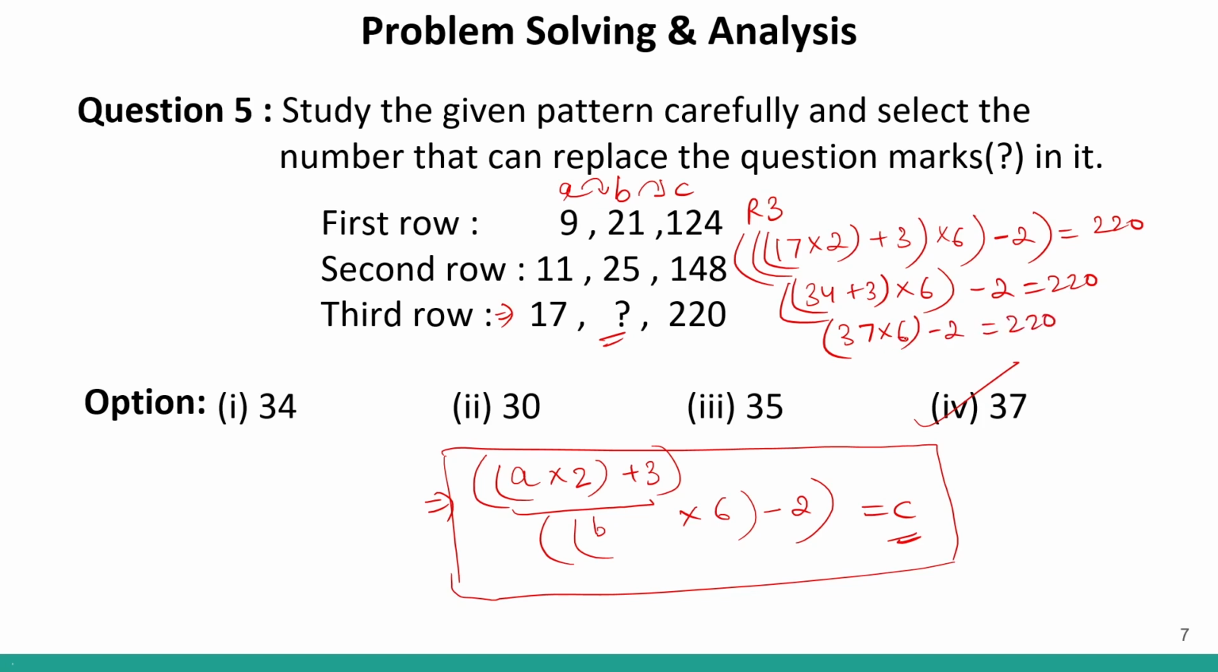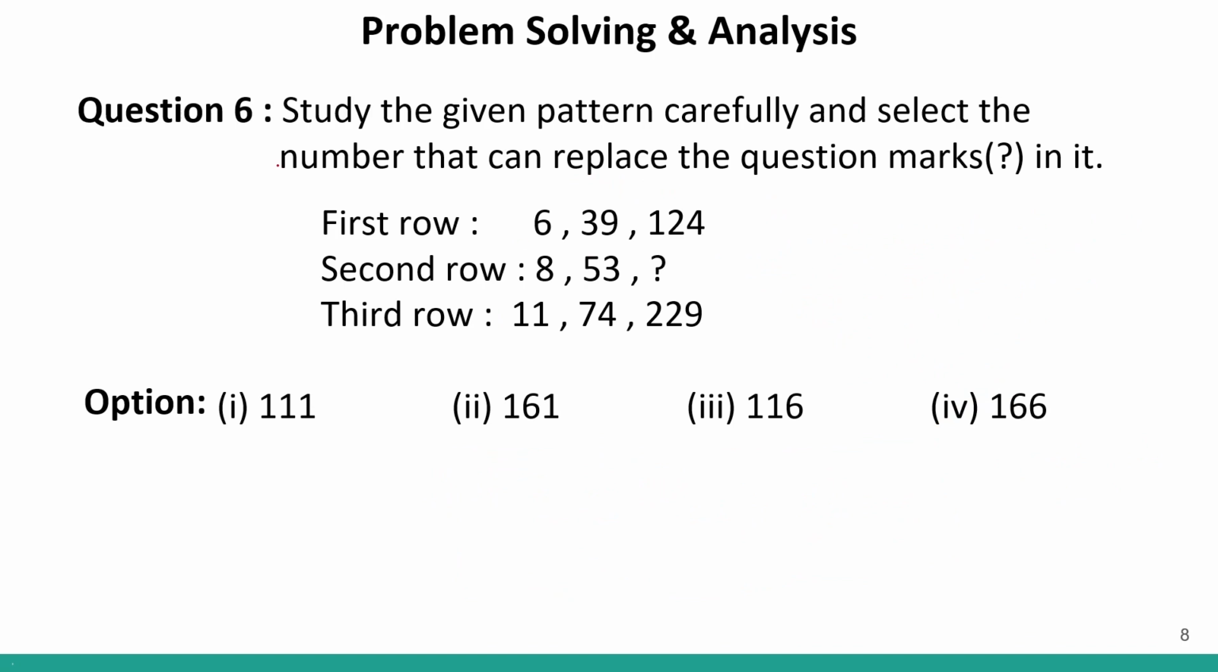37 into 6 is what? 222, minus 2 will give me 220. So LHS equals RHS. Hence option number 4, 37, is the correct answer. Clear how we solve this question? Now let us move on to the next question, question number 6. So question number 6 is over here, a 3 into 3 grid.